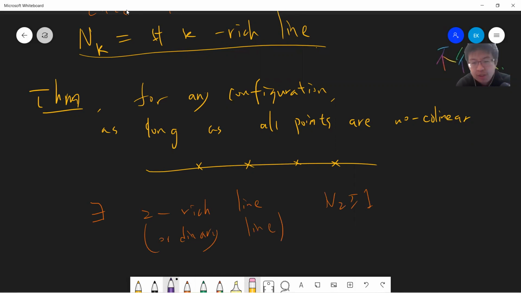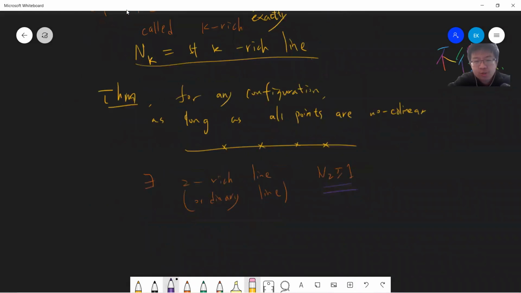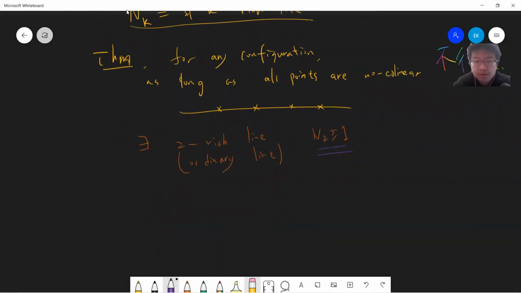For example, suppose you get 3 points that are not collinear, then you can draw this line, and this line is 2-rich. So the result is saying that whatever points you have, you can always find a line which passes through exactly 2 points, without passing through a third point. This is a very interesting theorem. One might think this theorem is trivial, but actually it's not. Let's see the proof.